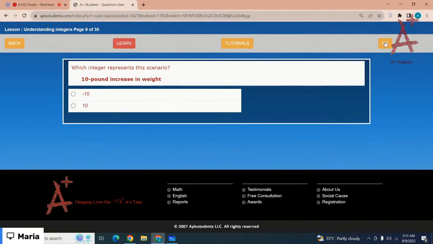10 pound increase in weight. So which is the correct option? Increases are always, yes, positive. So it would be +10. Very good.